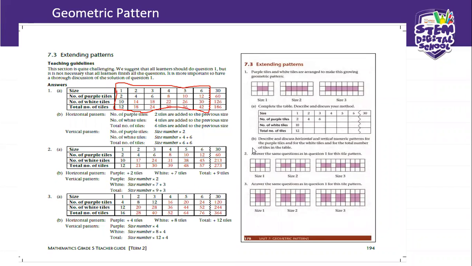Sir, I think they are in the multiples of 2. All right.